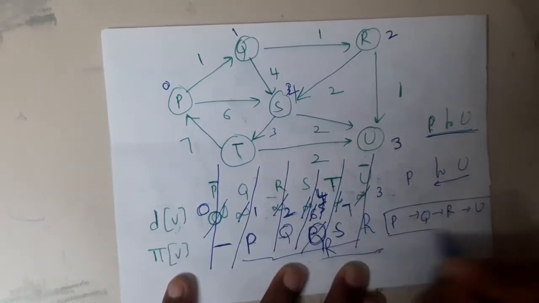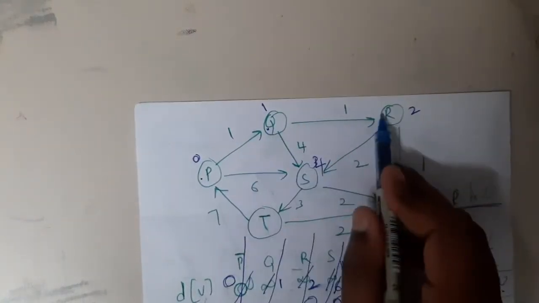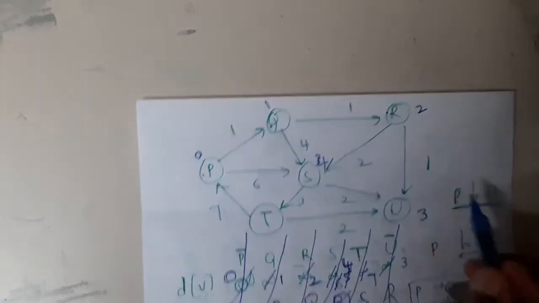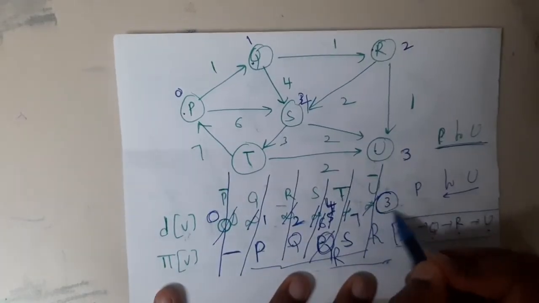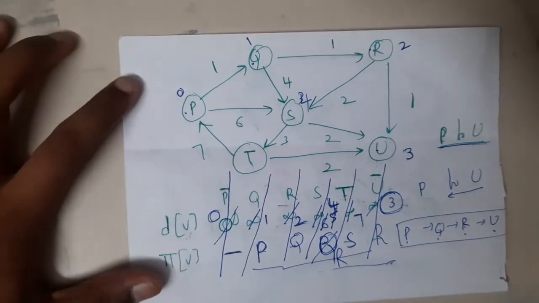So this is our result. So P, Q, R, U. So P to Q, Q to R, R to U. So this is the path, and the cost of that path is 3. Okay, yes, 3 units or 3 rupees or whatever you want to call it. Got it? Yes. So it's quite an easy problem.